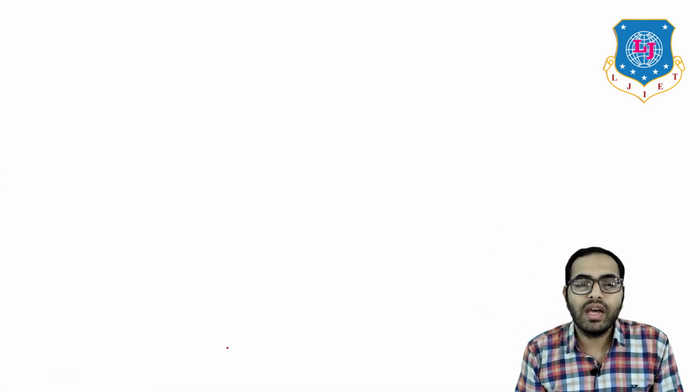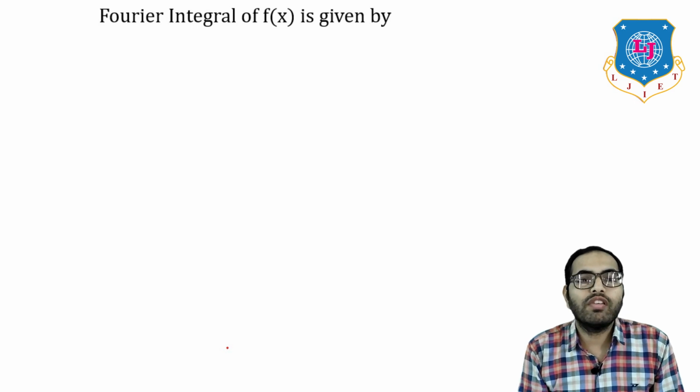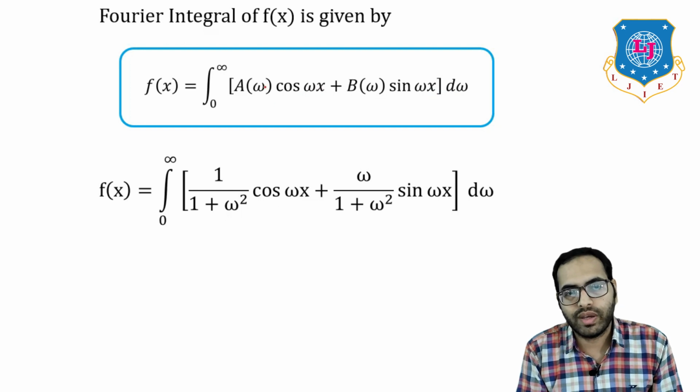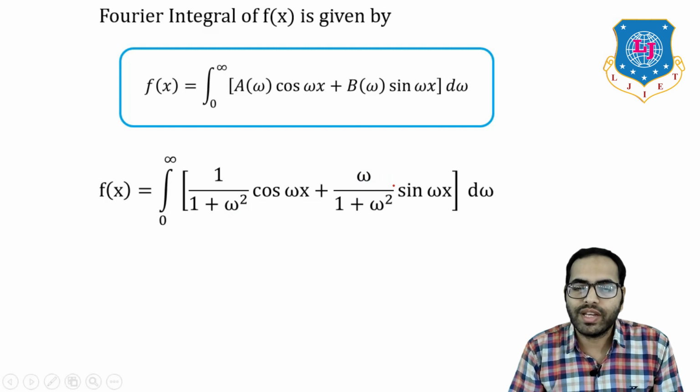Now substituting the values of a of omega and b of omega in our Fourier integral, the function is given by f of x equal to integral 0 to infinite a of omega cos omega x plus b of omega sin omega x d omega. Just substituting the values of a omega and b omega and simplifying, a of omega is 1 upon 1 plus omega square, and b of omega is omega upon 1 plus omega square.